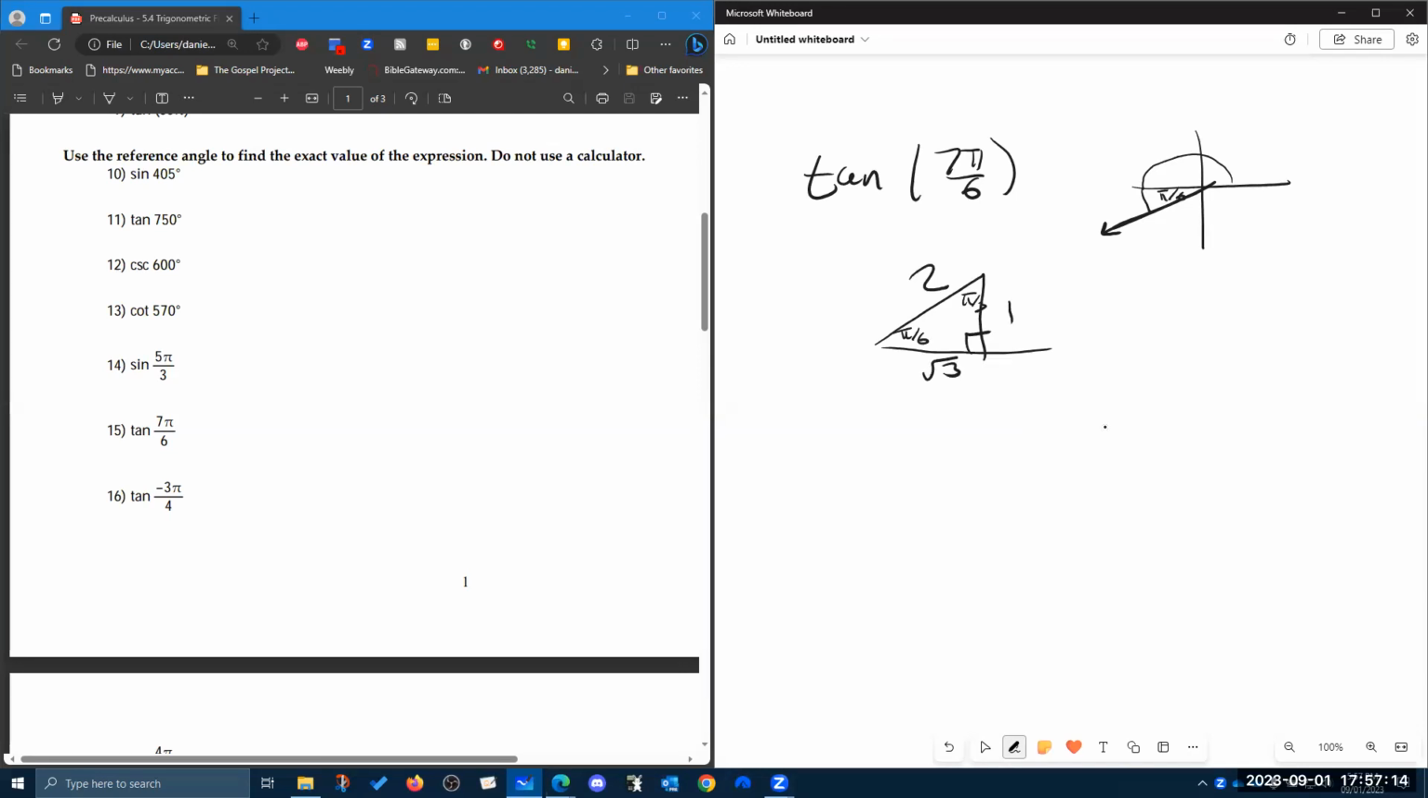I am in a quadrant where tangent is positive, so this is equal to tangent of pi over 6, which is going to be equal to 1 over root 3, which is root 3 over 3.